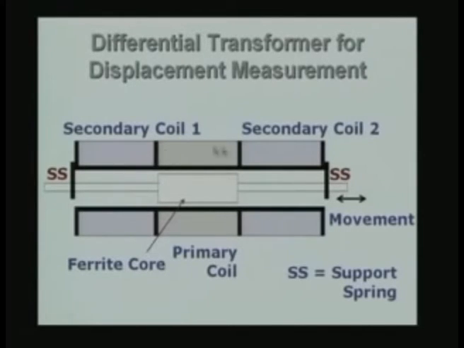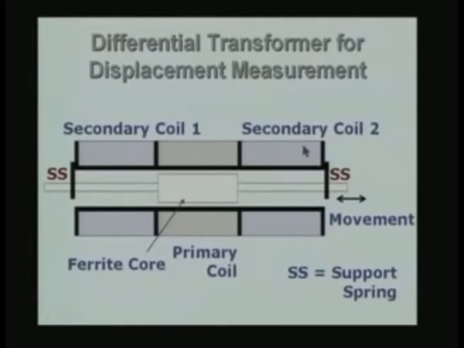These outputs are also going to be alternating current, and what we are going to do is look at the output of these two coils. If the ferrite core is exactly centered, that means symmetrically placed with respect to secondary coil 1 and secondary coil 2, then the two outputs of secondary coil 1 and 2 are exactly equal to each other. So, if you subtract one from the other, taking into account the proper phase relation between the two, I am going to get a null voltage.